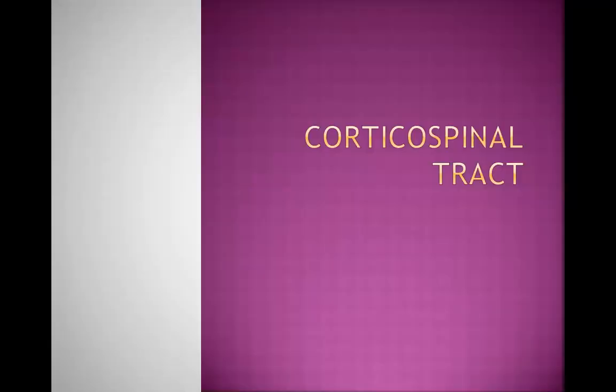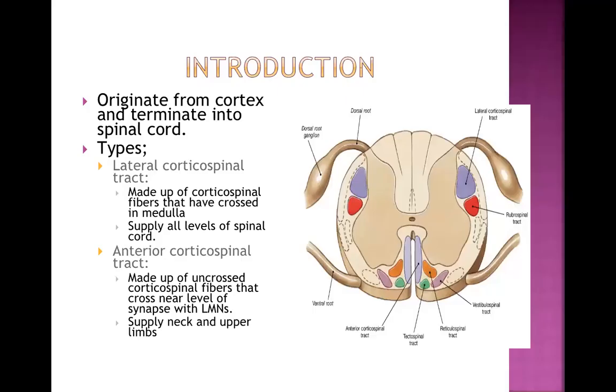Now, today we are mainly focusing on the corticospinal tract, which is absolutely necessary for every student to know about it in detail. So from where it originates, how it goes downwards, and what are the functions. So let's talk about its origin first. It originates from cerebral cortex and terminates into the spinal cord. That's why the name corticospinal tract. And it has two important types, lateral and anterior.